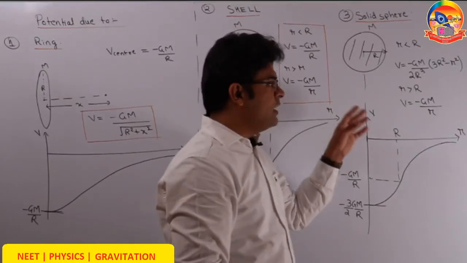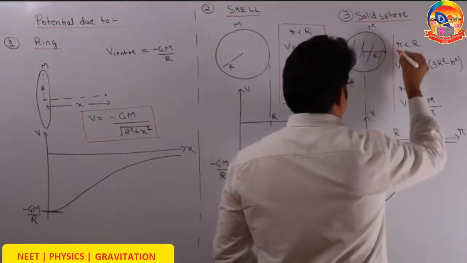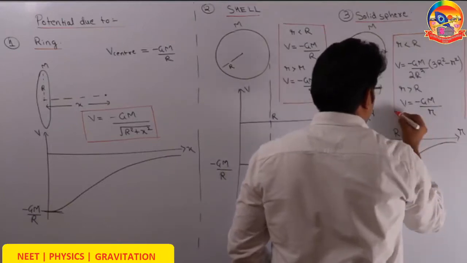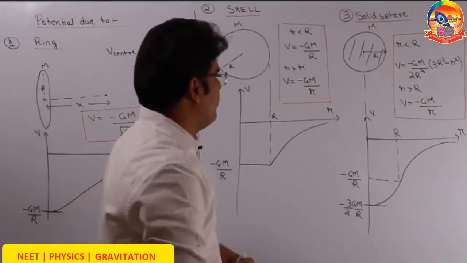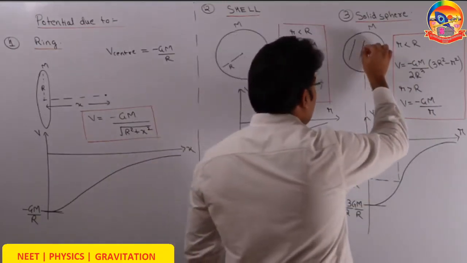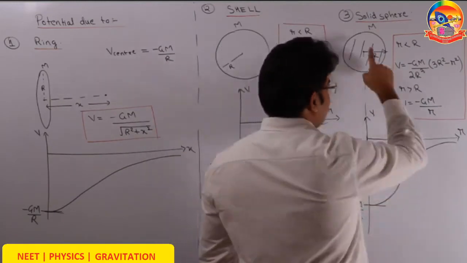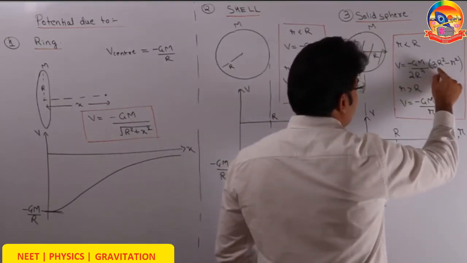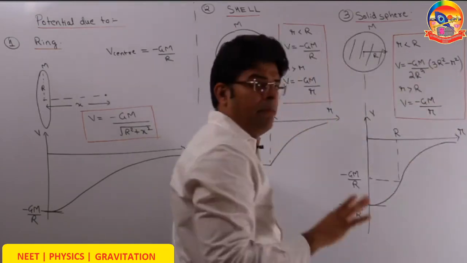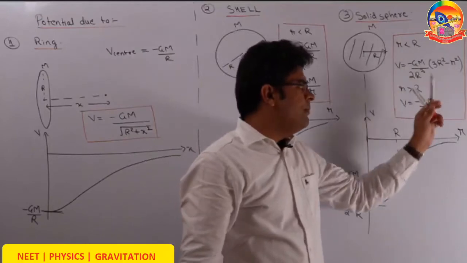As for a solid sphere, the formula inside looks way ugly, but you need to remember it, because if it comes, you won't be able to derive it at any cost. So better to mug it up. As we go from the center of the solid sphere to its surface, the potential varies with distance from the center as V equals minus GM by 2R cube into 3R square minus r square. Mug it up right now. Minus GM upon 2R cube into 3R square minus r square.